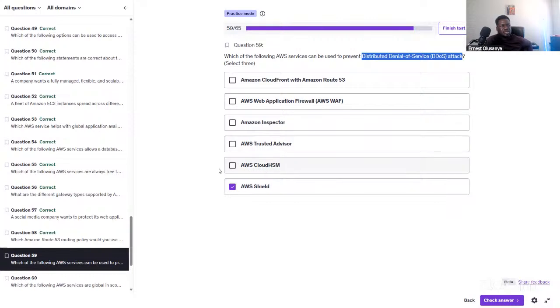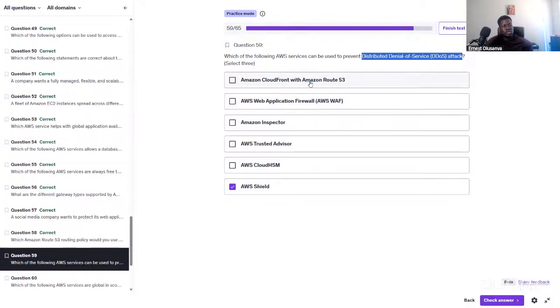Cloud HSM has nothing to do with this. This is a hardware module that helps you with encryption. Trusted Advisor might actually be a good option, but let's leave that for now. Inspector, that is vulnerabilities with your EC2 instances, which looks into vulnerabilities, not necessarily distributed denial of service attacks. Web application firewall does not help us specifically with DDoS. It helps us with cross-site scripting and SQL injection.